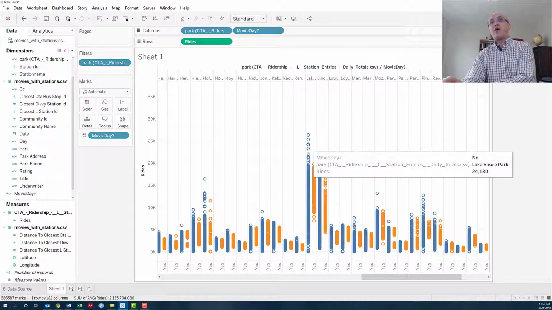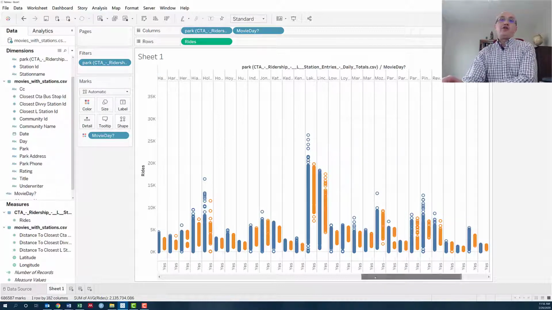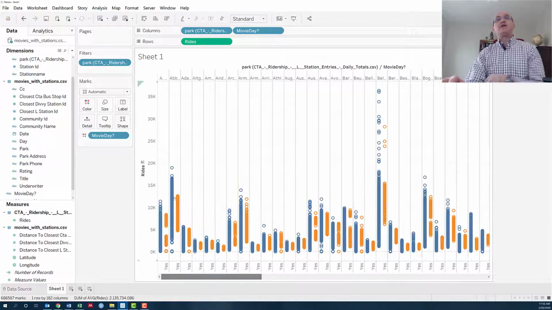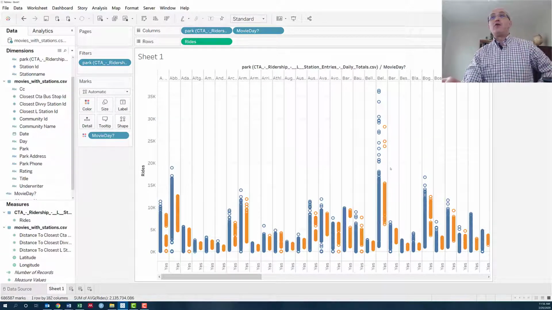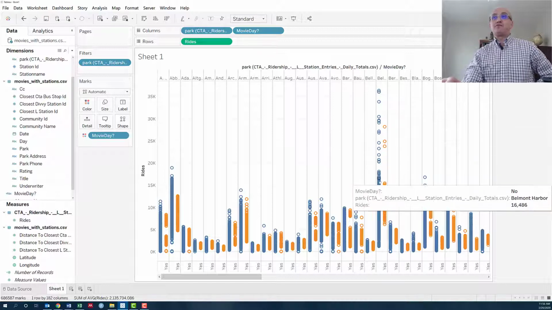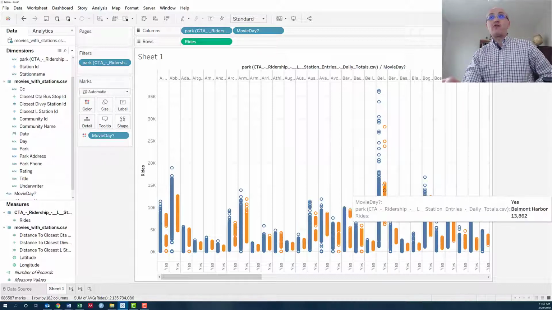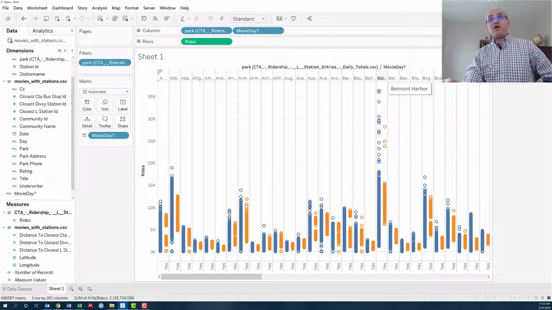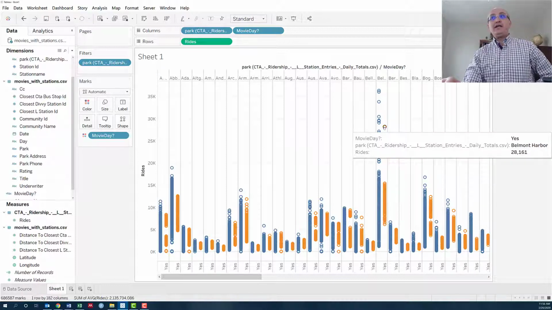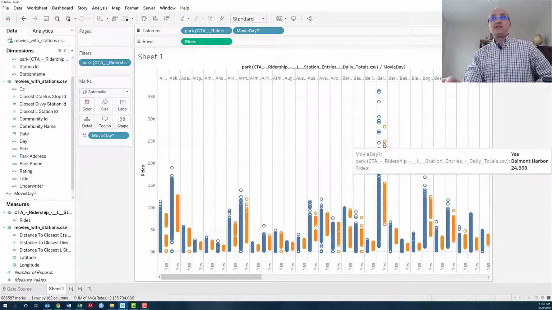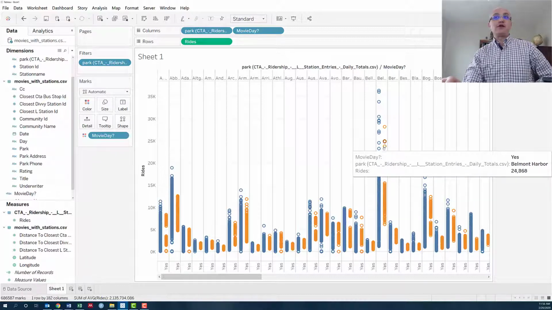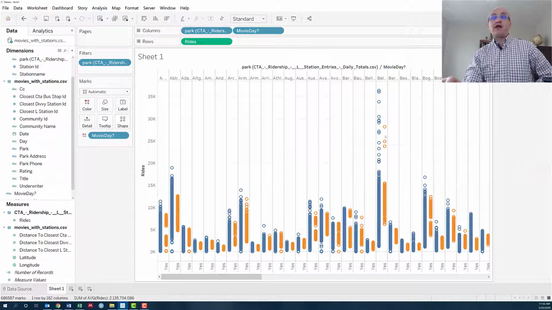This is Lakeshore Park. So just keep in mind that there's some confounding things that could be happening that would raise this average. And so one thing you'd specifically want to look for is if we're looking at Belmont Harbor, these days when there were movies, do these 3 points represent days when there was another major event that day?